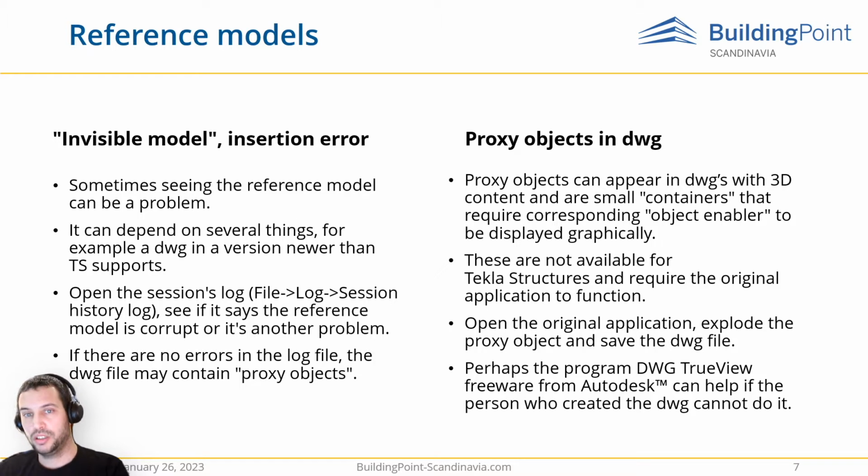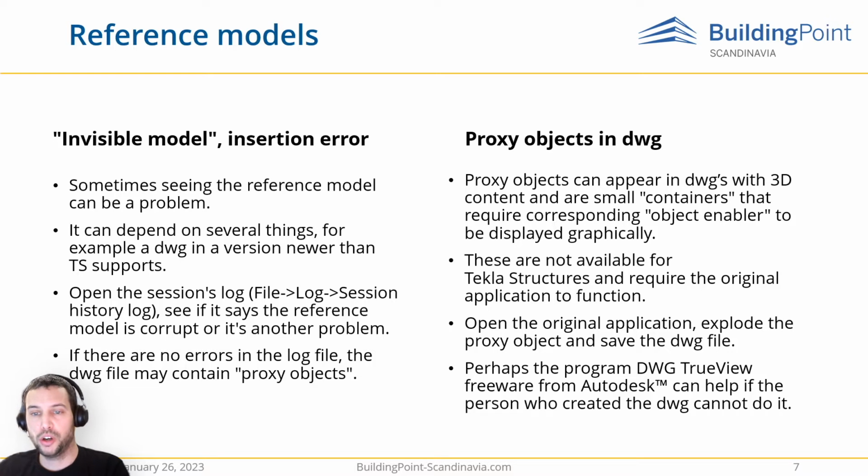What is a proxy object? In a DWG, it could be a 3D content that is a small container that requires a corresponding object enabler to be displayed graphically. These object enablers are not available for Tekla Structures as they are native to the program that they come from. And they require this program to be shown.